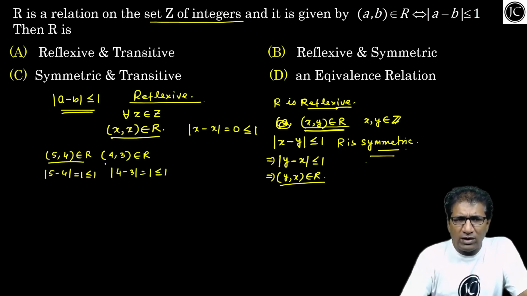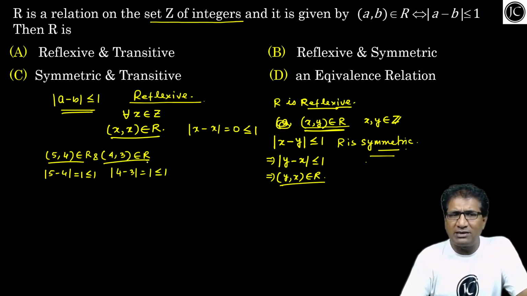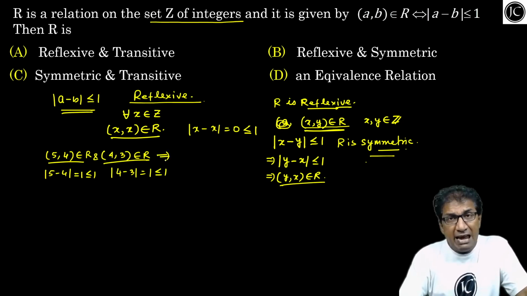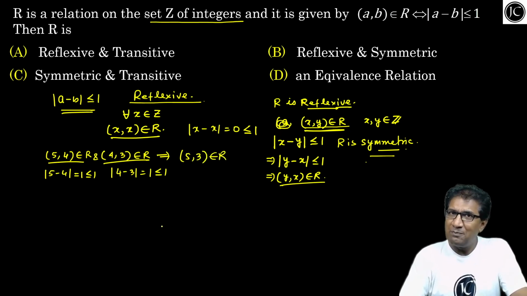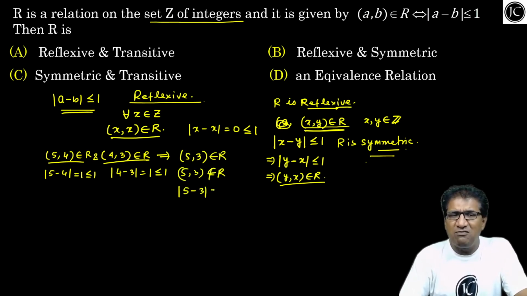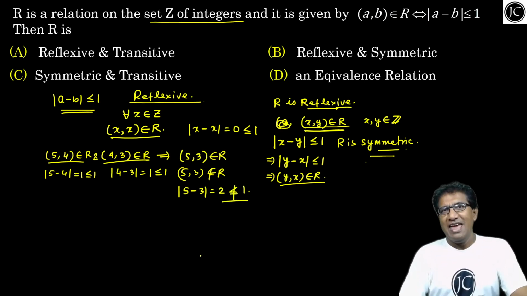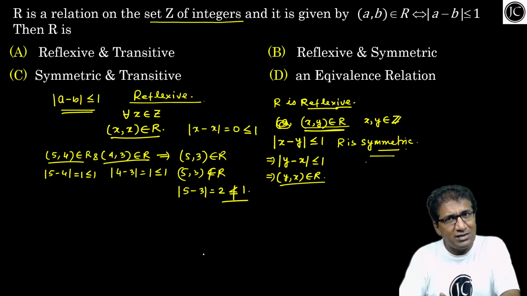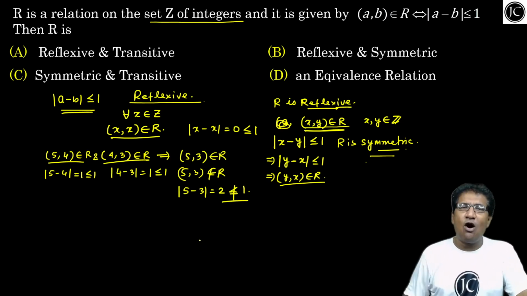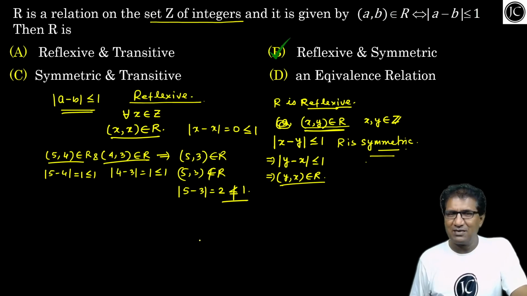That means both conditions are true. (5, 4) belongs to R and (4, 3) belongs to R. That implies, if it is transitive, (5, 3) must belong to R. But you see, (5, 3) does not belong to R. Why? Because modulus of 5 minus 3 is 2, which is not less than or equal to 1. Hence, the relation R is not transitive, right? Hence, option B is correct, right? Chalo, next problem.